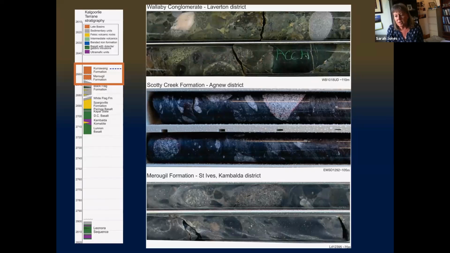The clasts don't contain any internal deformation fabrics. We don't see schist, we don't see gneissic clasts. These are very typical of what we see, hypabyssal sort of clasts.